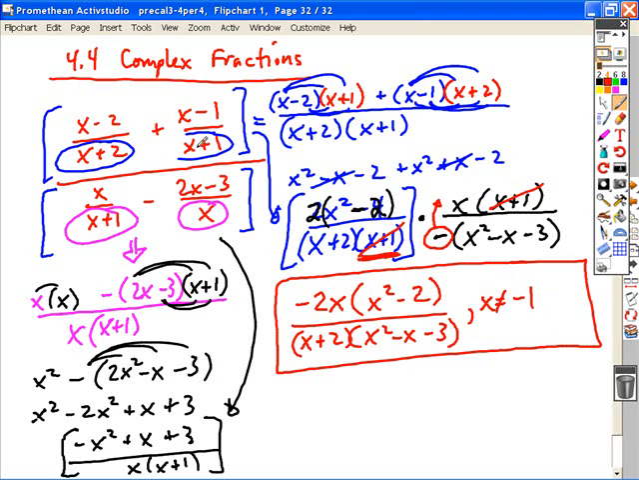Okay, let's look back at the original. Remember, anytime you're dividing, you have to look back at the original form. The original form, x can't be a negative 2. That's shown. X can't be a negative 1. We identified that. X can't be a negative 1. Again, identified. X can't be a 0. Is that shown in this simplified form? No, so we need to include that as a restriction as well.